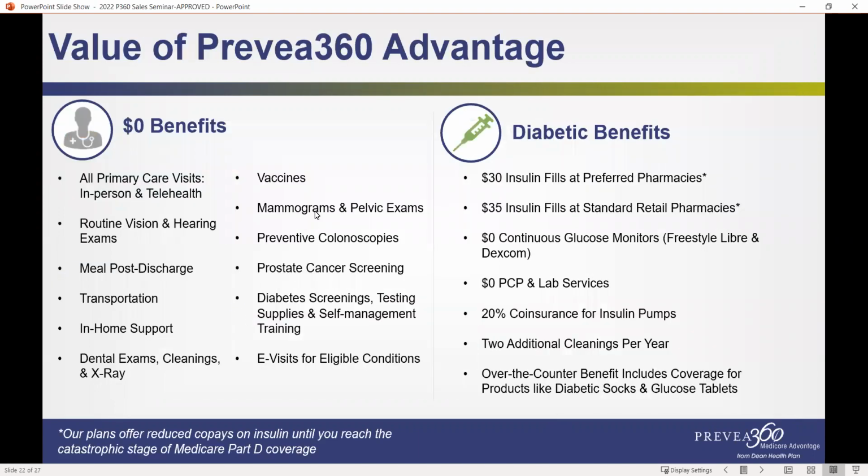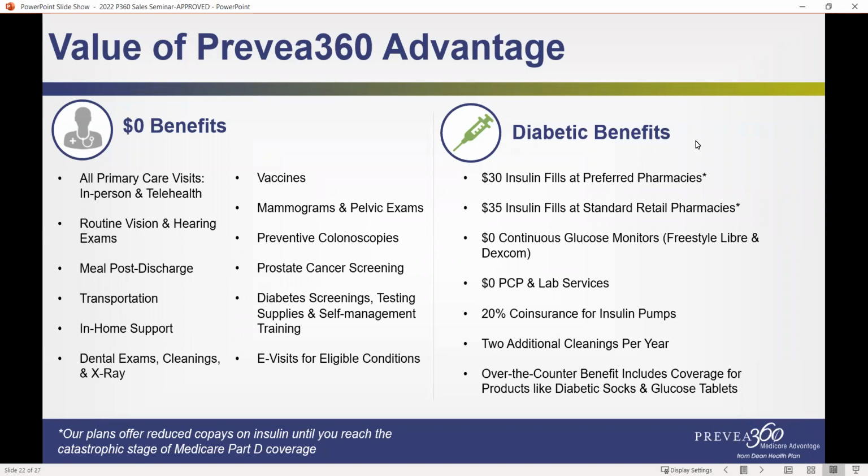Some of the values of the Prevea360 Advantage. These are benefits that are included with no copay or cost: all primary care visits, both in-person and telehealth, routine vision and hearing exams, meals post-discharge, transportation, in-home support, dental exams, cleanings and x-rays, vaccines, mammograms and pelvic exams, preventative colonoscopies, prostate cancer screenings, diabetes screenings, testing supplies and self-management training, and e-visits for eligible conditions.